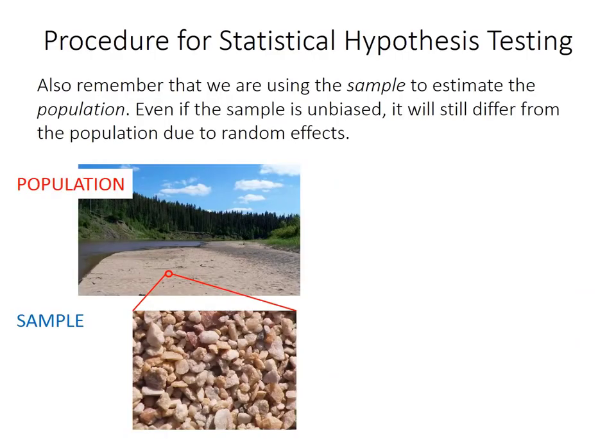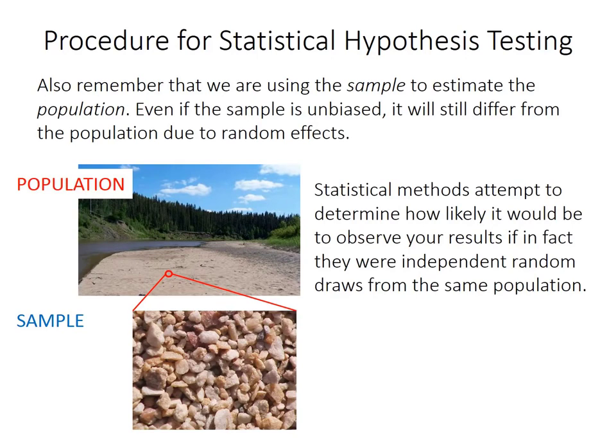So remember that we're using the sample to estimate the population. Even if your samples are unbiased, meaning they're not deliberately higher or lower than the population, you'd still expect two samples to differ from each other to some degree just because they're randomly drawn from the population. So the main point of statistical hypothesis testing is to determine how likely your observations are if the null hypothesis is true. So basically, how likely are your observations if, in fact, your two samples were independently drawn at random from the same population?